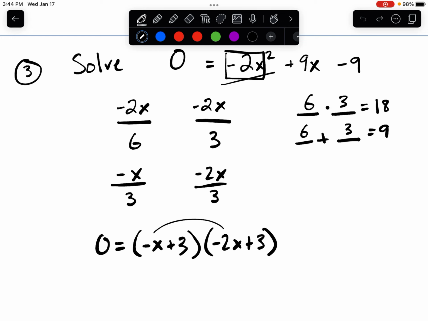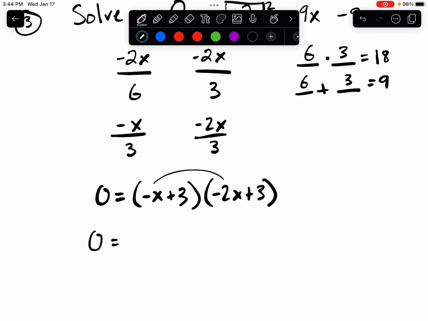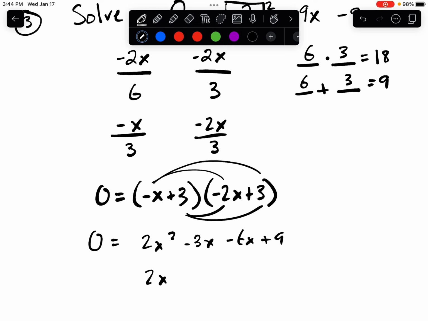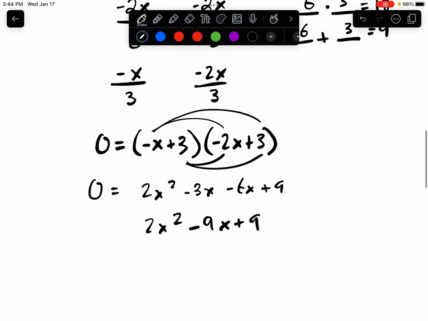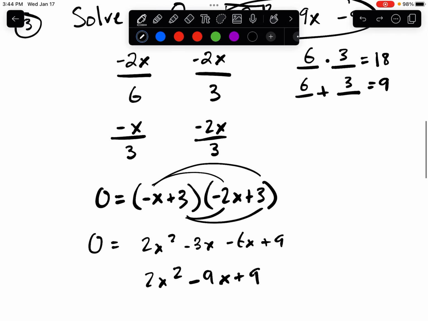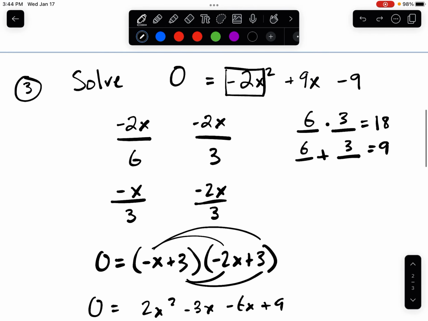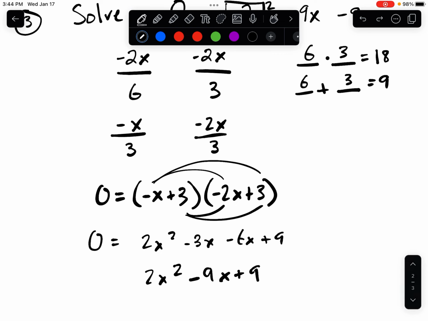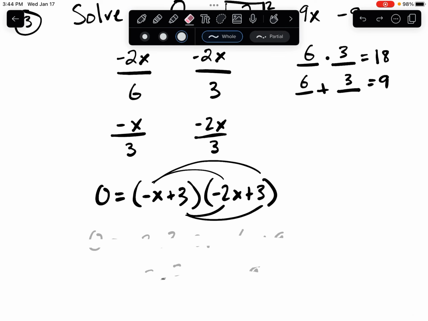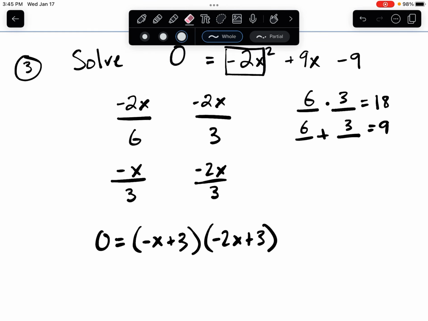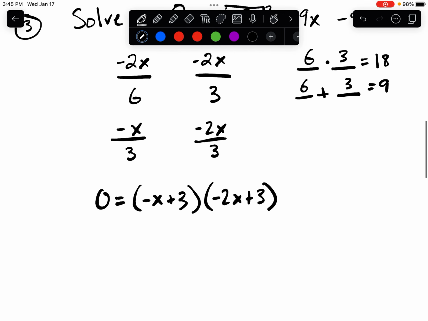So if I were to distribute everything here in my answer, right, we would get 0 equals 2x squared. If I do my outside terms, we get a -3x. Inside terms, -6x. Last terms, +9. And we can see that it's the exact opposite of what I started with. But again, because it's equal to 0, you can divide by -1, and it's going to be the same thing. All right, so it's not going to make a difference here. We will still get the same result. I just wanted to mention that in case some of you were looking at that and saying, wait a minute, that's not quite right. All right, it does end up working out for us.